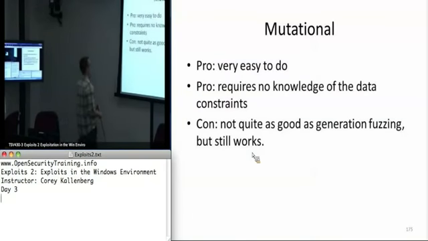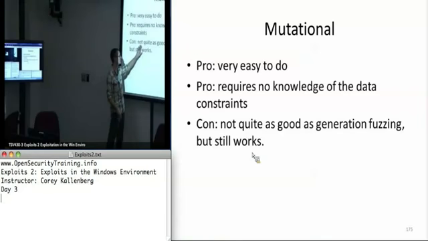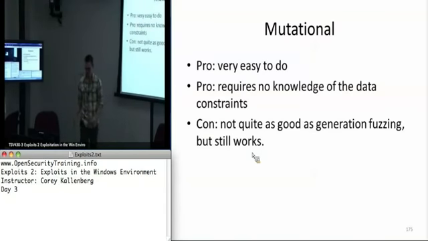Okay, so with mutational fuzzing, the big advantage is it's very easy to do. Like I said, you can just download or write a script to download a whole bunch of PDF documents or whatever document it is you're trying to fuzz. It's not quite as good in general. Empirical evidence shows it doesn't generate quite as good bugs as generational fuzzing, but it still works and it still generates bugs. So why make life harder on yourself if this approach is going to work?